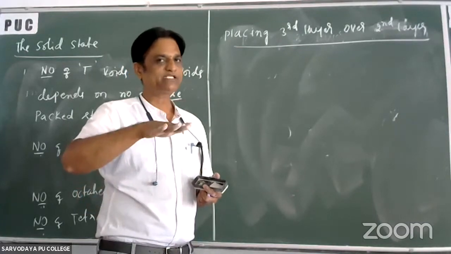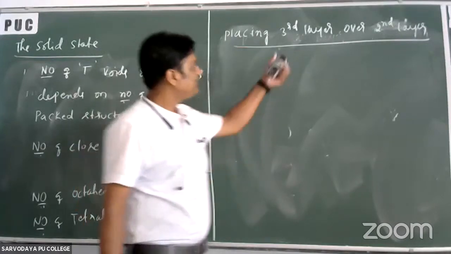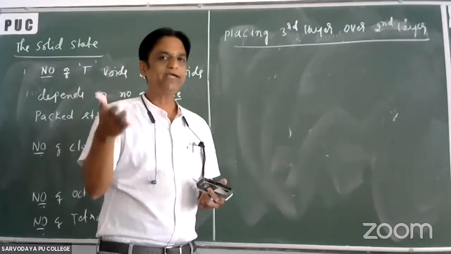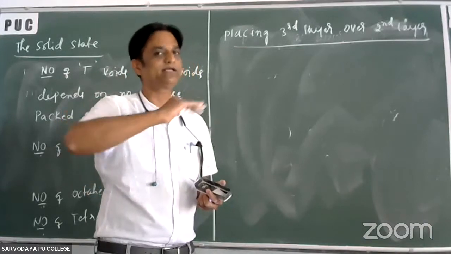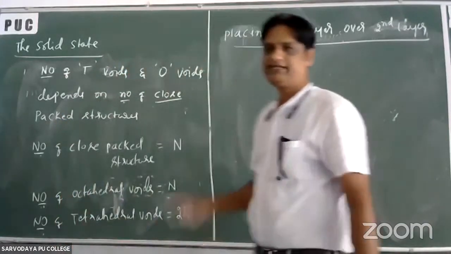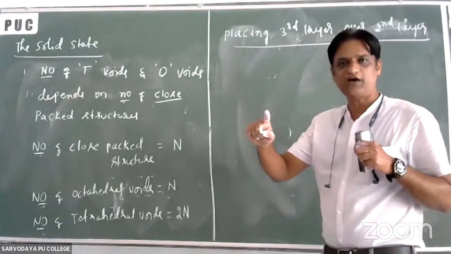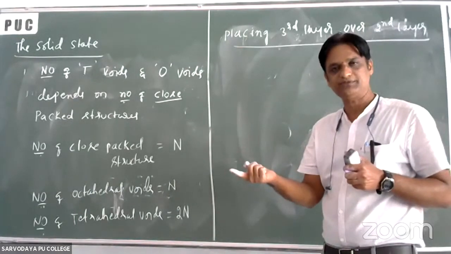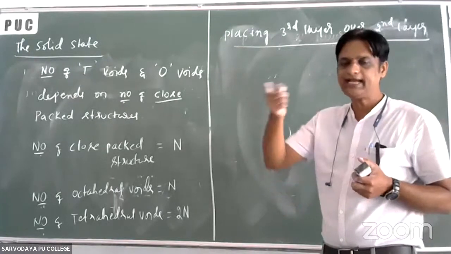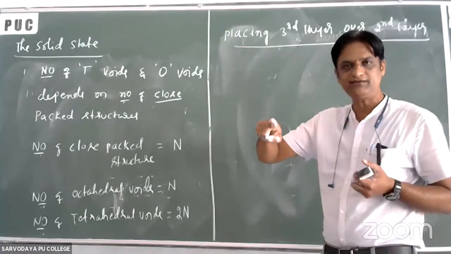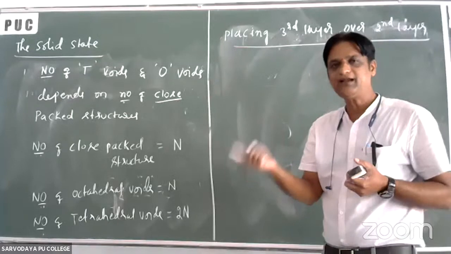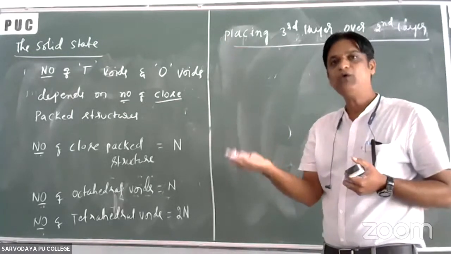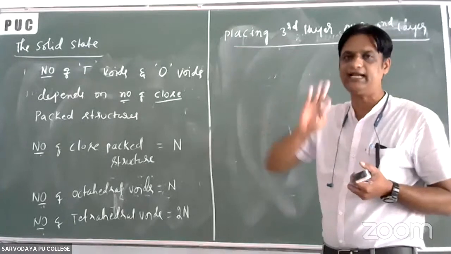See, we have already placed 2 layers and above that we are placing one more layer, that is the third layer. So how can we place the third layer over the second layer? See, when the first layer is formed, voids are triangular in shape. And similarly, when the second layer is placed over the first layer, the voids generated are called tetrahedral voids and octahedral voids. How can we place the third layer over the second layer?